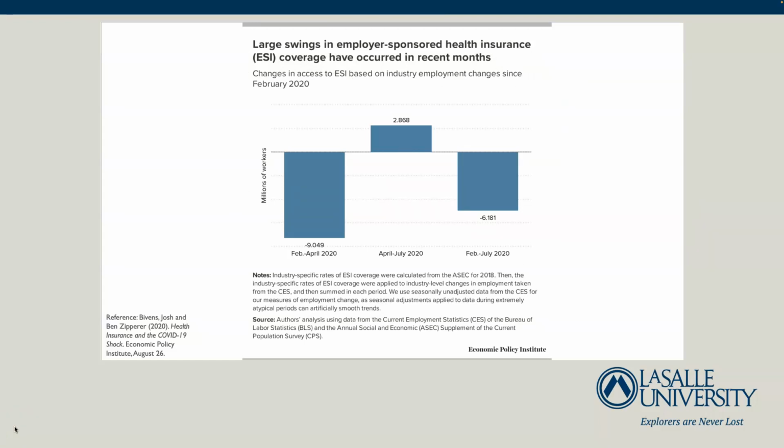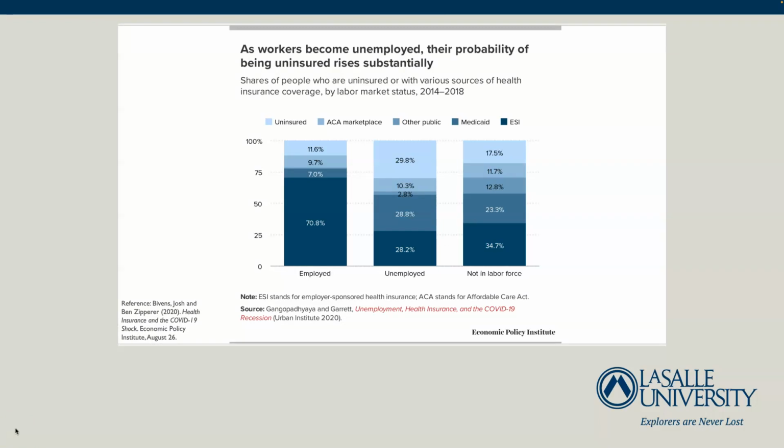However, this is especially problematic right now amid the COVID-19 pandemic, given that many people have lost their jobs, and with it, they've lost their employer-sponsored health insurance coverage. So some individuals elected to have the COBRA extension for their employer-sponsored health insurance coverage. But we also saw a lot of people lose coverage overall, and as these charts from the Economic Policy Institute suggest, as workers become unemployed, their probability of becoming uninsured rises substantially.